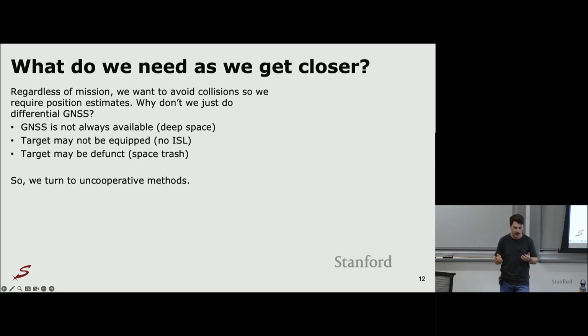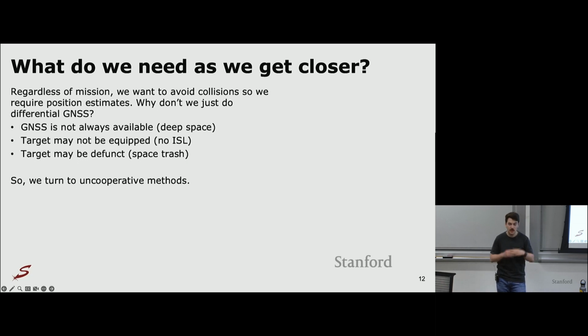And a really clear and common question is, why don't we just do differential GNSS? I think we've had two or three lectures on this topic, so I think that's an obvious thing to ask. And there's three potential reasons, and I'm sure there's many more, but these are just some examples. One of them is that in deep space, for example, GNSS is not always available, and so you can't rely on it then. And then the other two are kind of related.